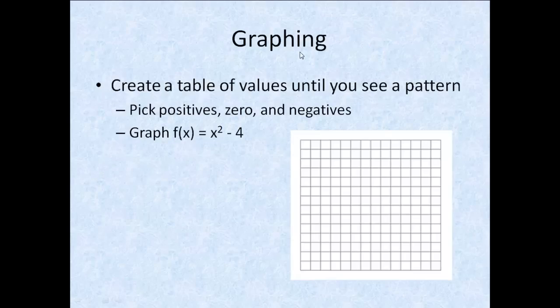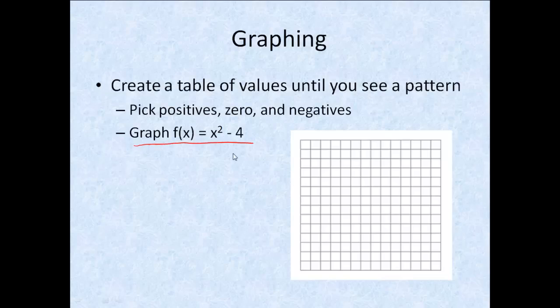So we're going to look at how we are going to do this graphing. One thing you can always do, if you're not sure how to use any formulas to draw these graphs, like parent functions, is create a table of values until you see a pattern. When you do your table of values, make sure you pick some positives, some negatives, some zeros. Probably a good idea to pick some fractions when you get into some of the more complex ones.